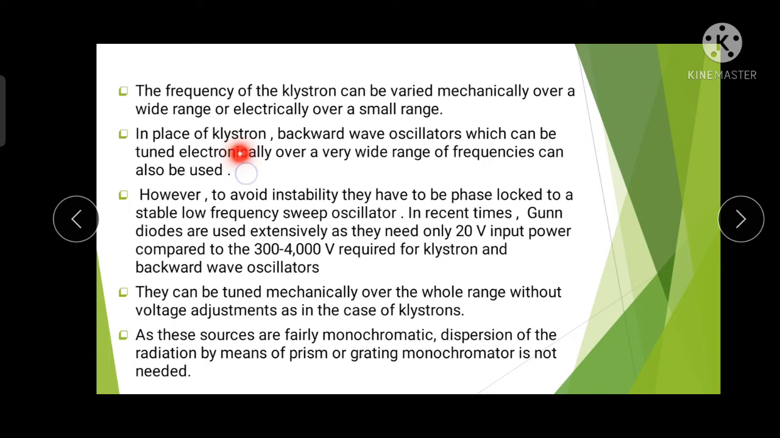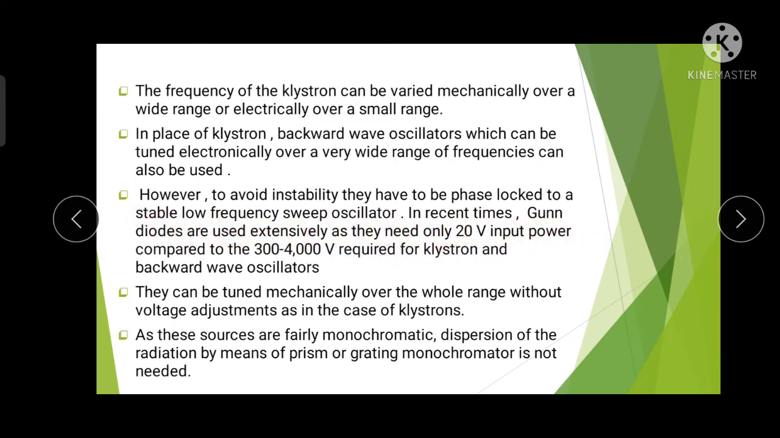In place of a klystron, backward wave oscillators, which can be tuned electronically over a very wide range of frequencies, can also be used. This is another microwave radiation source, and it also gives microwave radiation over a very wide range of frequency. However, to avoid instability, they have to be phase locked to a stable low frequency sweep oscillator.